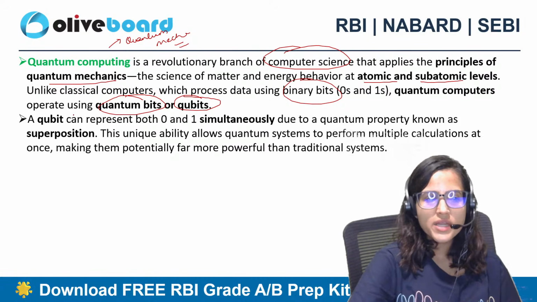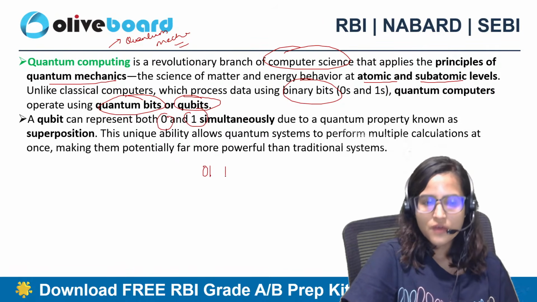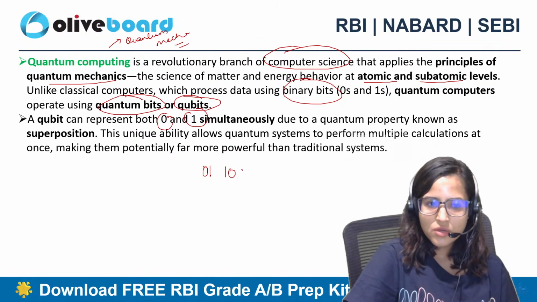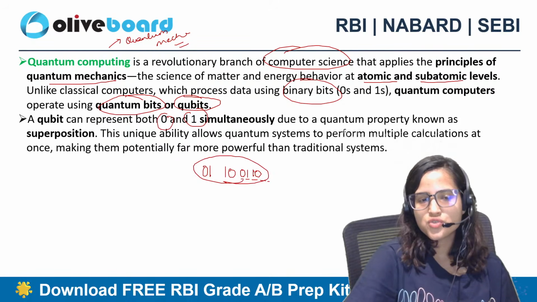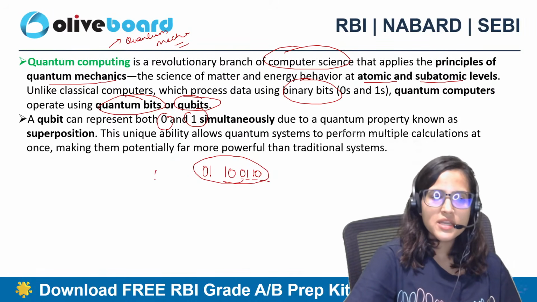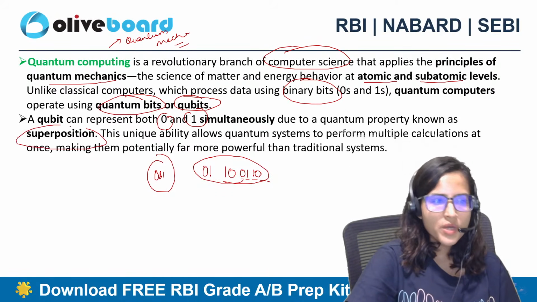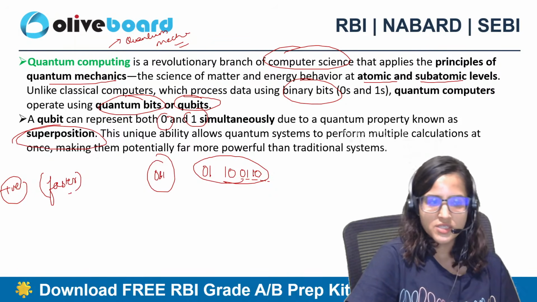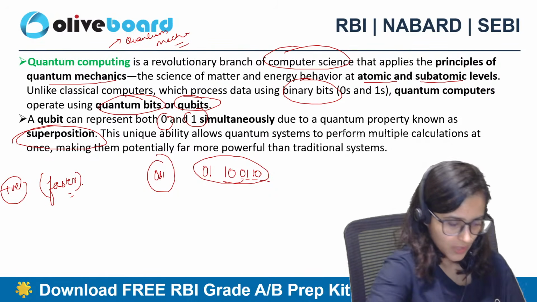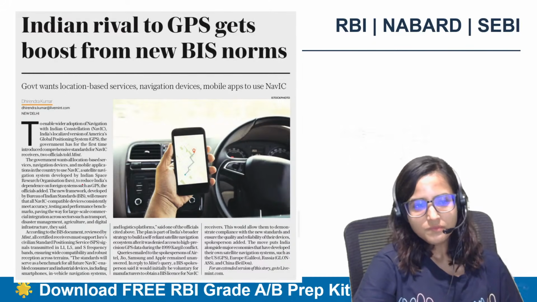A qubit can represent both 0 and 1 simultaneously. In binary, it is 0, 1, 1, 0, one by one; you can use these two numbers. In a qubit, 0 and 1 can be used together simultaneously, which is called superposition, which is a positive thing. This is a unique ability which helps in faster processing of data. This is the benefit of quantum computing.